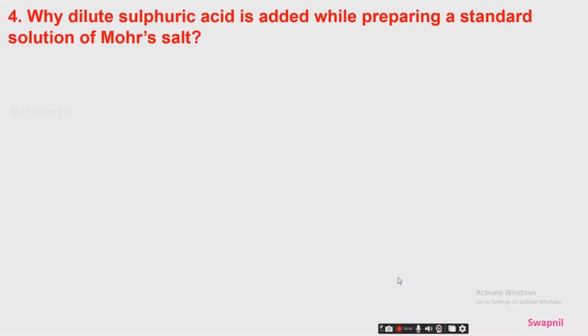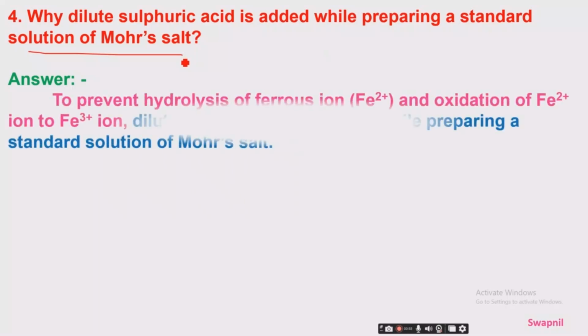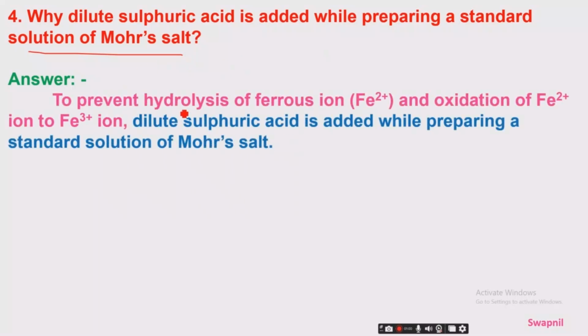Next, why is dilute sulfuric acid added while preparing a standard solution of Mohr's salt? So here is the answer. To prevent hydrolysis of ferrous ion, that is Fe2+ ion, and oxidation of Fe2+ ion to Fe3+ ion, dilute sulfuric acid is added while preparing a standard solution of Mohr's salt.